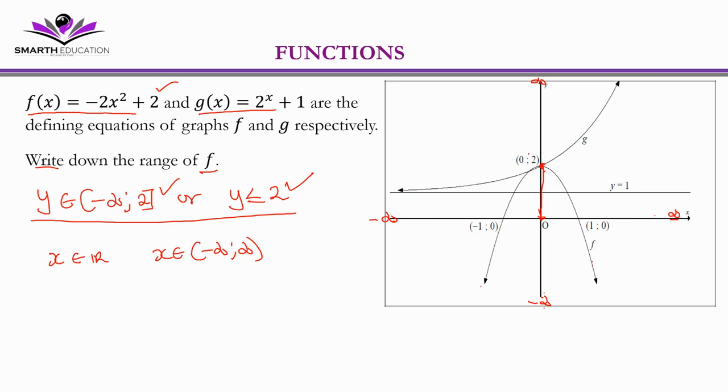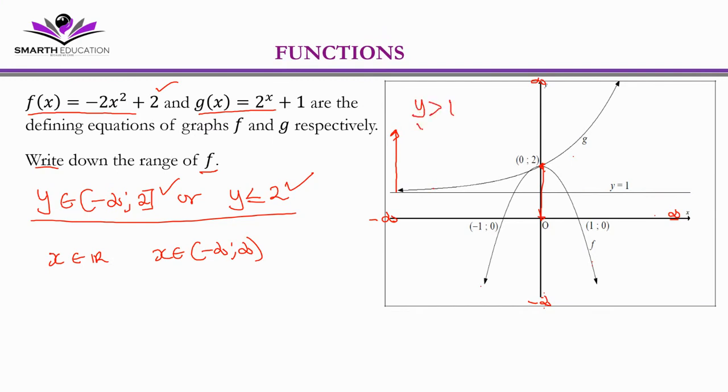The domain for the exponential function is still the same. It's going to be x from negative infinity to infinity. But now the range for the exponential function for g of x is from 1 going up. But 1 is not included because it's an asymptote. So we say y is greater than 1.